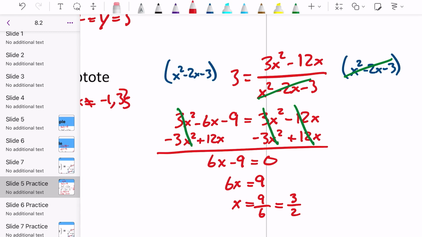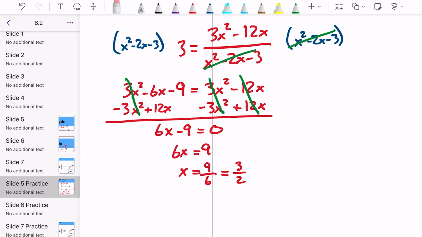Now, in this case, we have determined that our x is equal to 3 over 2. As we go ahead and plug it back into our equation, we come up with a final solution of our hole being at 3 over 2, comma 3.